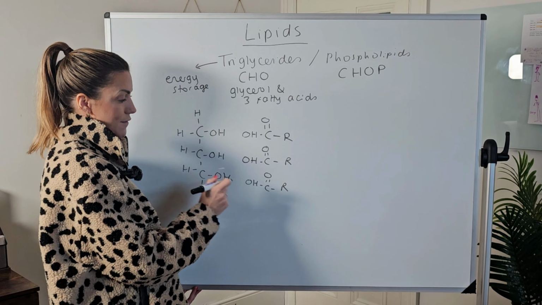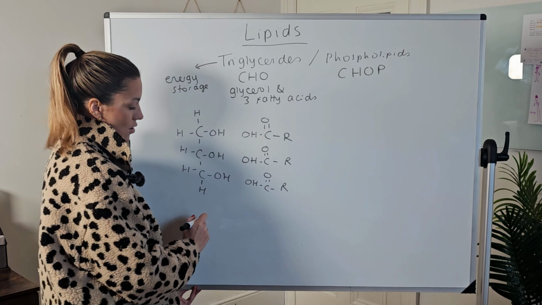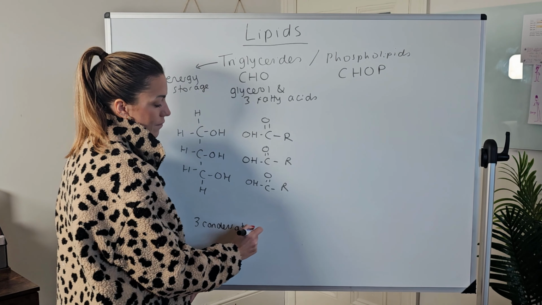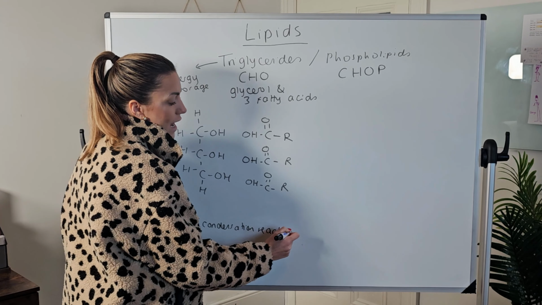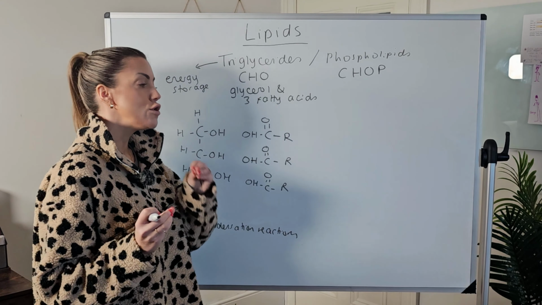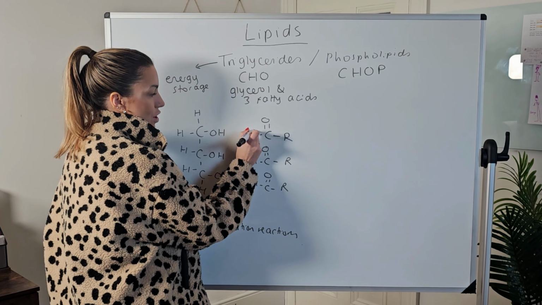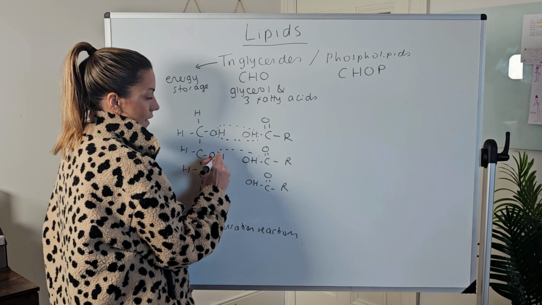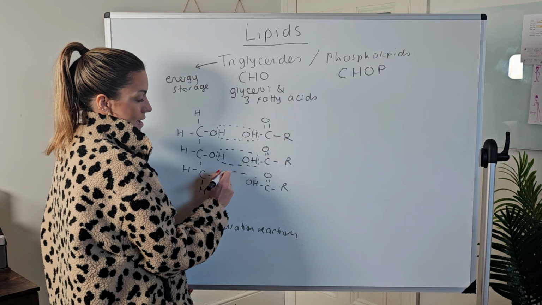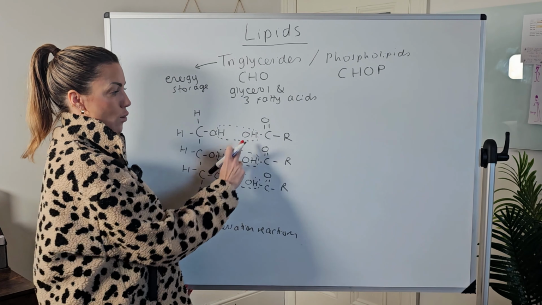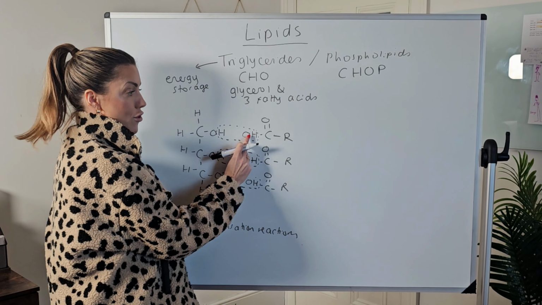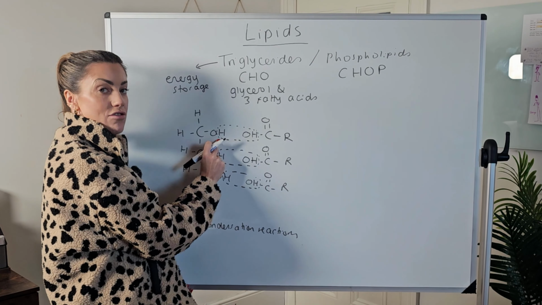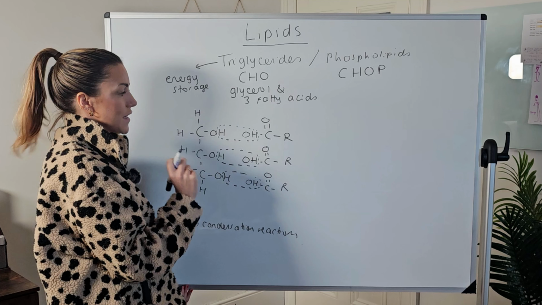Now, a triglyceride is formed via 3 condensation reactions. Now, condensation reactions obviously make bonds by removing water. So what we're going to do is remove a molecule of water there, another molecule of water there, and another molecule of water there. So we're taking the hydroxyl group from the carboxyl group of the fatty acid, and we're taking the hydrogen from the hydroxyl group of the glycerol.